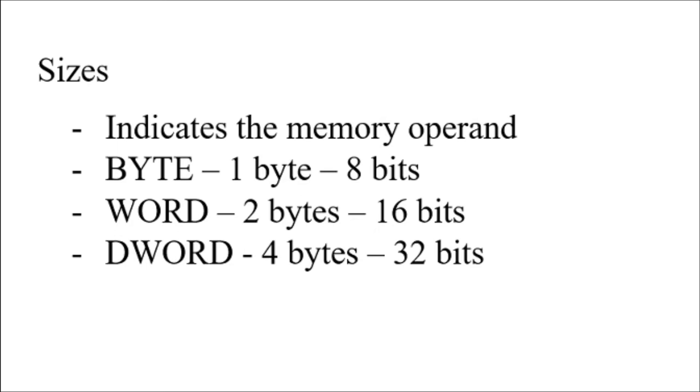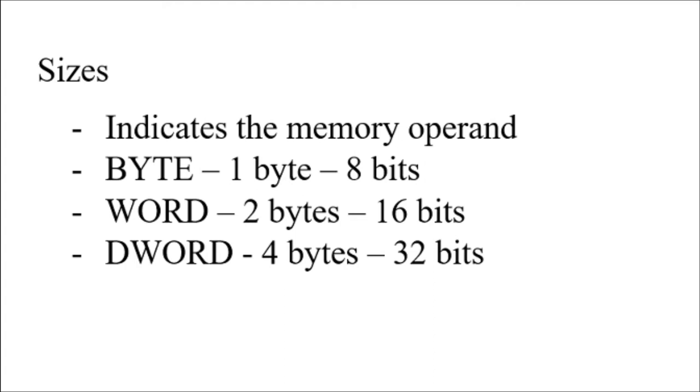Size is basically the one that indicates that the memory operand refers to the size in memory. There are three main sizes: the byte, the word, and the D word. A byte refers to 1 byte or 8 bits. A word is double a byte, so that means 2 bytes or 16 bits.